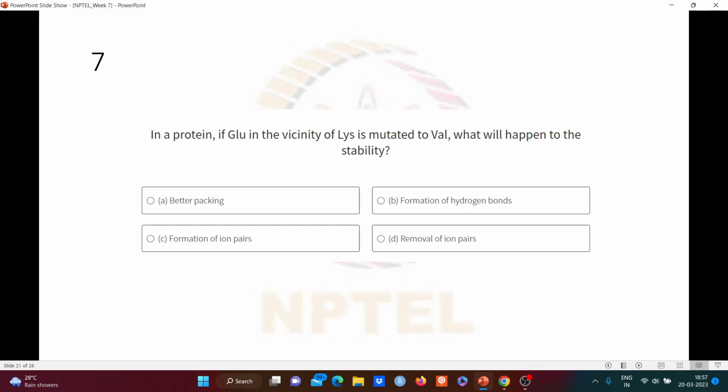If a glutamate is in the vicinity of a lysine and is mutated to valine, what will happen? Leave aside what happens to the stability. What will happen here? What is this mutation removing from the protein structure?